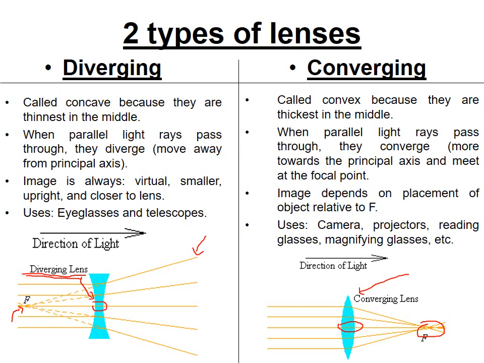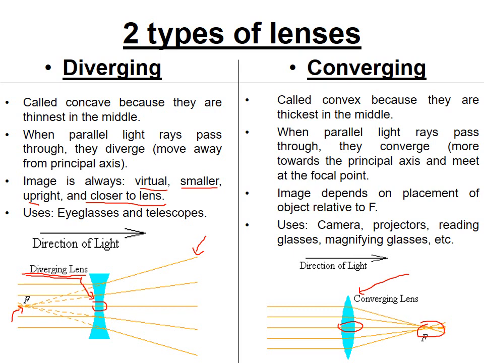Diverging lenses can be used in eyeglasses and telescopes, and you'll learn about that when you do your independent research. Diverging lenses are always going to produce an image that's virtual, small, upright, and actually closer to the lens. So in a way, diverging lenses are kind of like the diverging mirrors, which were actually convex mirrors. So it's a bit of a flip there in terms of the shape, but in terms of what they do to light, diverging lenses and diverging mirrors, in other words, produce similar types of situations.